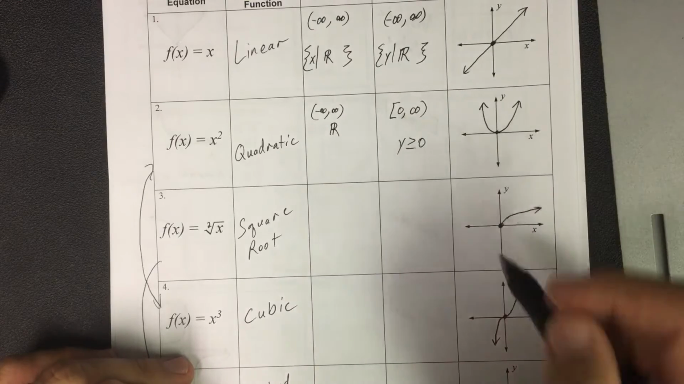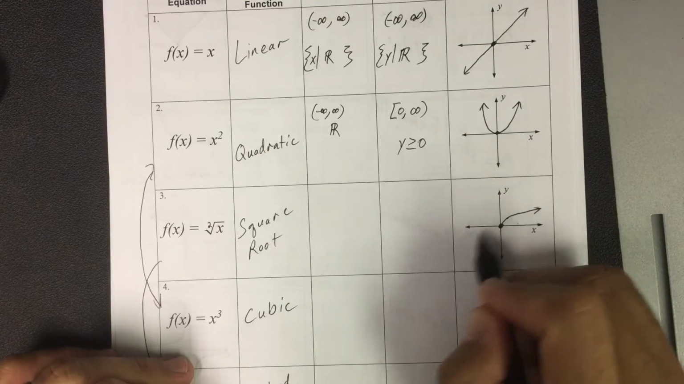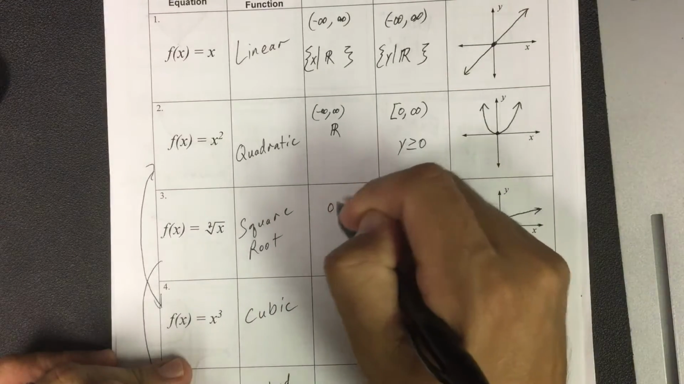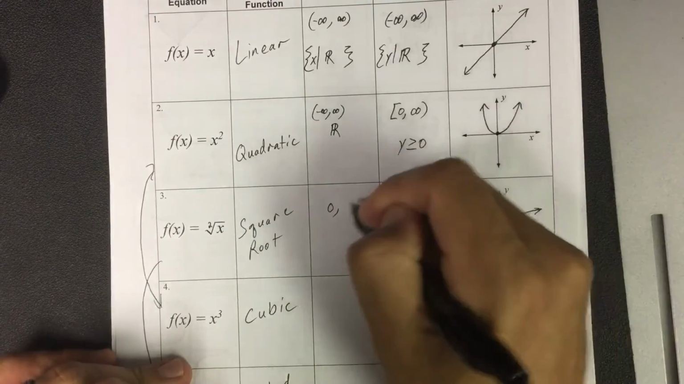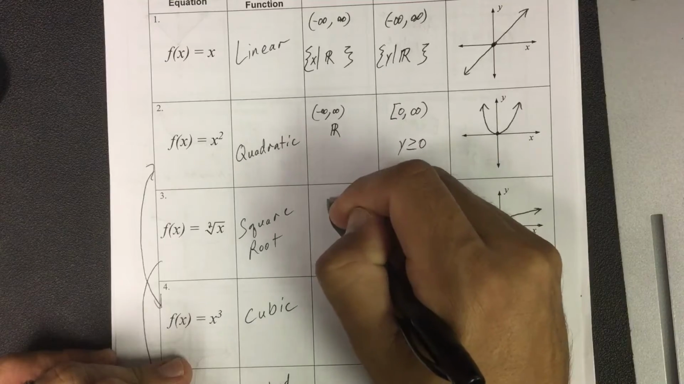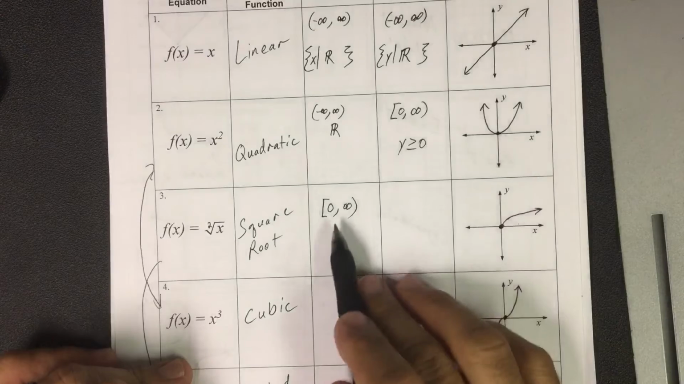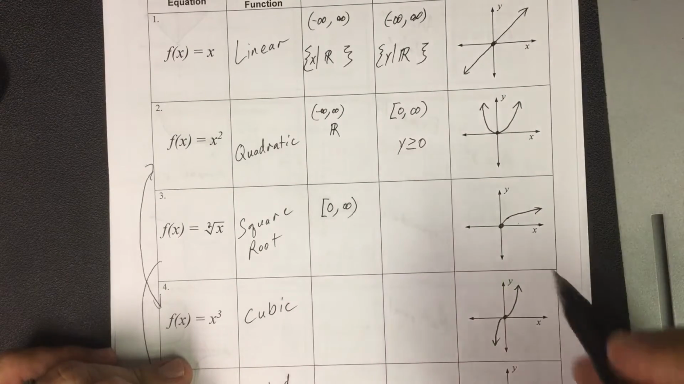Square root. This one's special. If I'm going left to right, it doesn't start over here. It starts right here at 0 and goes all the way to infinity because it points to the left. And it has a dot there, so I put equal to. Okay, this is going to be very important on the test.